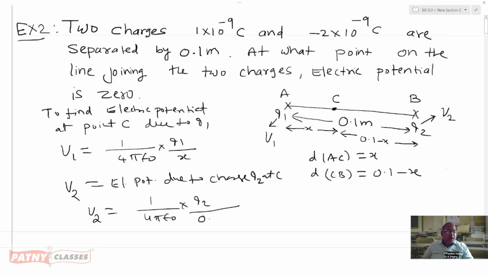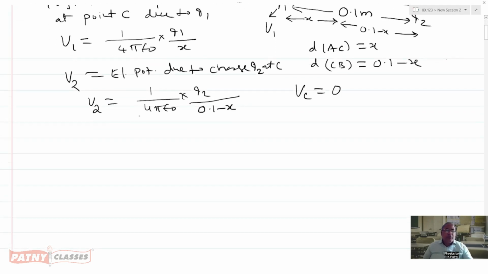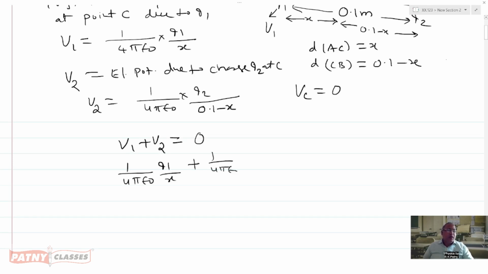So we got the two potentials, and the sum of V1 and V2 is 0 at point C, because the electric potential at C is 0 due to both the charges, as given in the question. So V1 plus V2 equals 0. V1 is 1 upon 4 pi epsilon naught Q1 upon x, plus V2, which is 1 upon 4 pi epsilon naught Q2 upon 0.1 minus x, and everything equals 0.